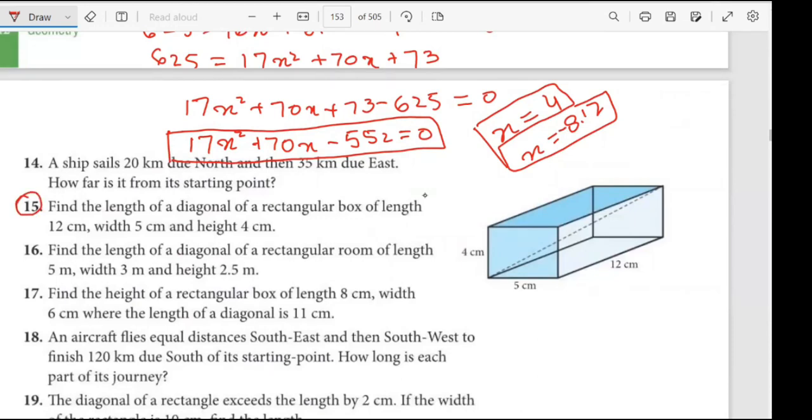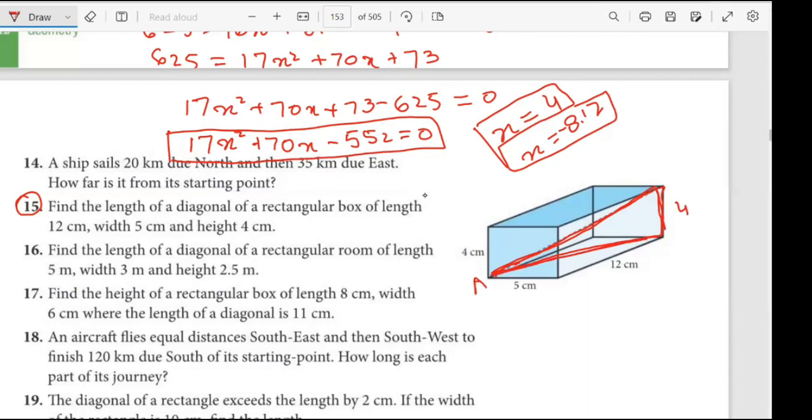Find the length of the diagonal of a rectangular box of length 12, width 5 and height 4. So here you have to find this length. You can see this length is inside. So first you will consider this triangle, this three-dimensional triangle, like this, right? In this three-dimensional triangle, this side is 5, this side is 12, height is 4. With the help of this 5 and 12, first of all, you have to find this side.